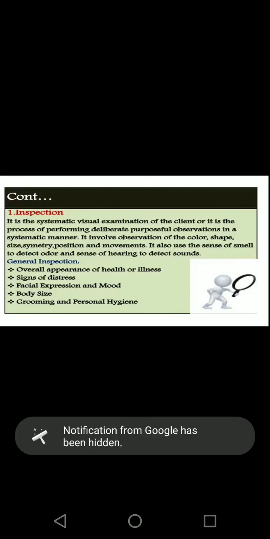First is inspection. It is the systemic visual examination of the client, or it is the process of performing deliberate, purposeful observation in a systemic manner. It involves observation of the color, shape, size, symmetry, position, and movement. It also uses the sense of smell to detect odor and the sense of hearing to detect sounds. Mainly in inspection, we are just going to observe the patient and assess externally.